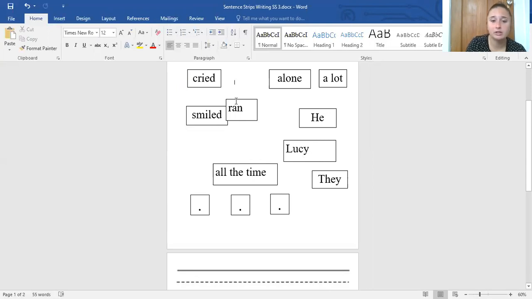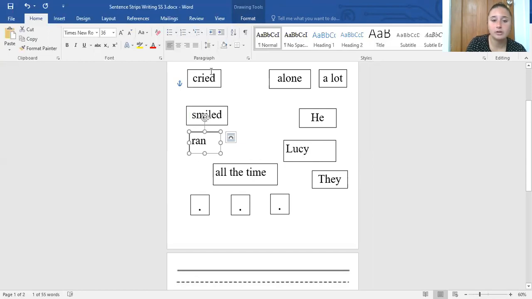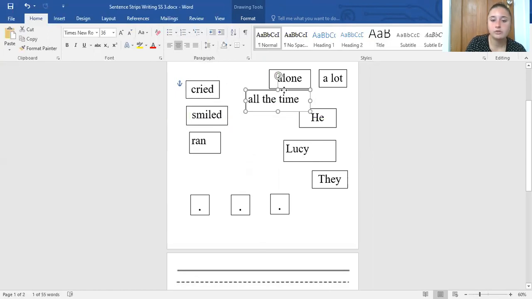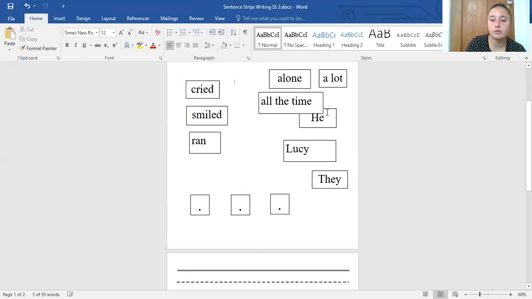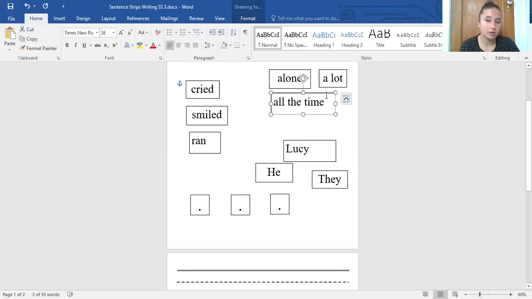So I know ran is a verb. Smiled and cried are my other verbs. Okay. And then my adjectives are up here. They're my descriptors. They got a little bit more complex this week. So by grouping them, this is another way you can do this worksheet.